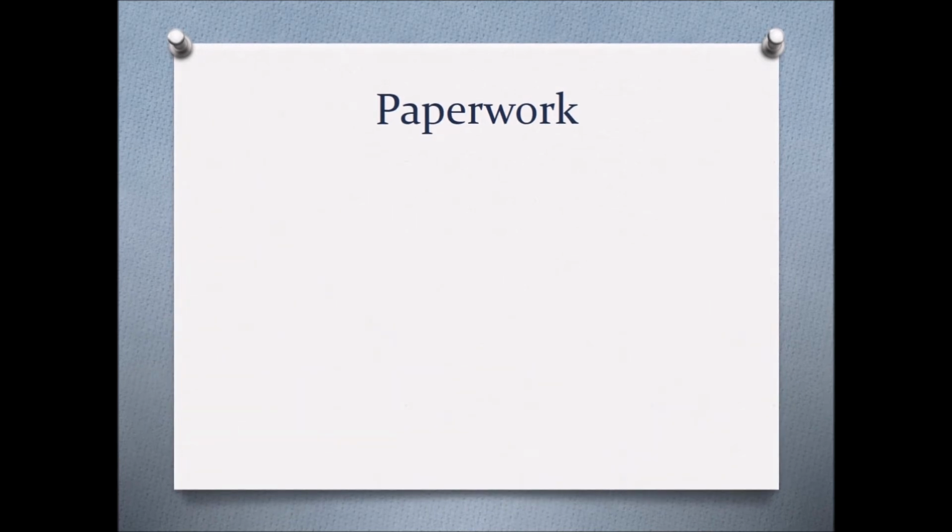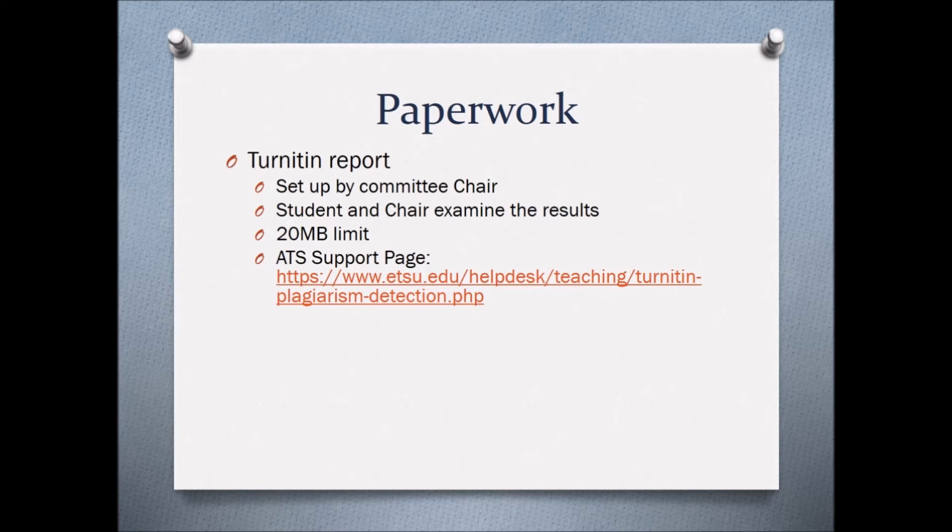Okay, moving on with paperwork. The Turnitin report needs to be set up by your committee chair. The Turnitin program, or the software at ETSU, the license is only for faculty, so students do not have direct access to Turnitin. So you need your chair or someone on your committee's help to do this. Your chair can set it up in D2L using a Dropbox, or they can use their own account through Turnitin, through ETSU, to submit directly to the program. You and your chair need to examine the results. This is not something that I review. I don't look at the score.